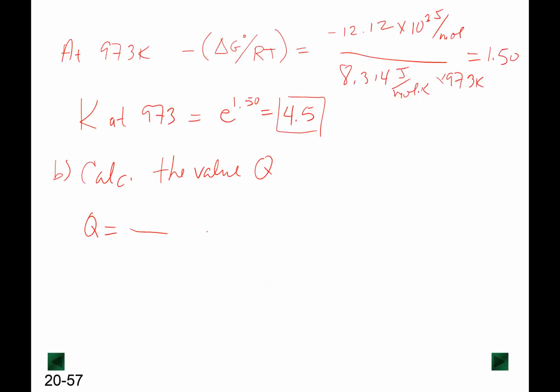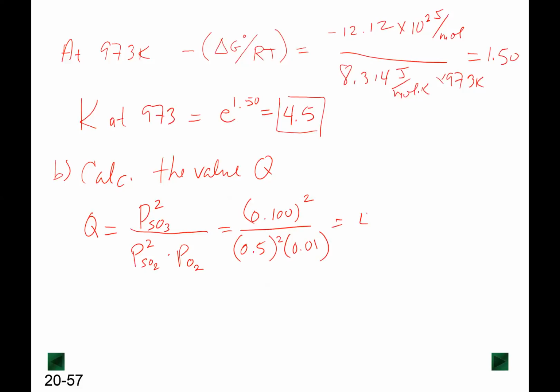It will equal the pressure of our SO3 squared divided by the pressure of our SO2 squared times the pressure of O2. And so if we plug in the values that we have been given, we get 0.1 squared divided by 0.5 squared times 0.01. And if we carry out that calculation, we get a Q value of 4.